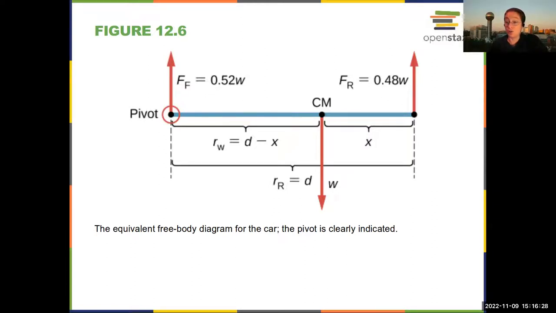You also could solve this problem, instead of rotating about the center of mass, by rotating about one wheel or the other, because either way, the car is not rotating about that point. So there must be zero torque.